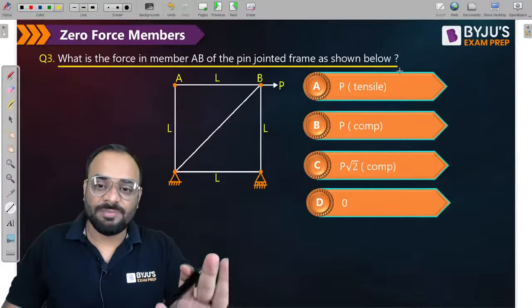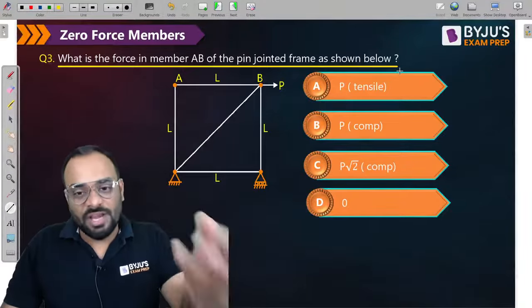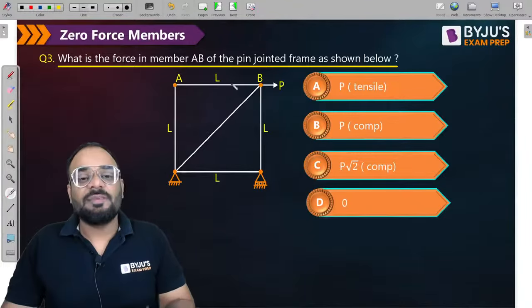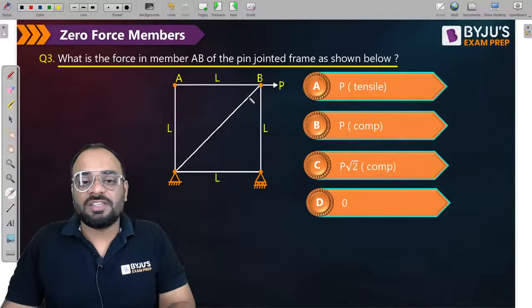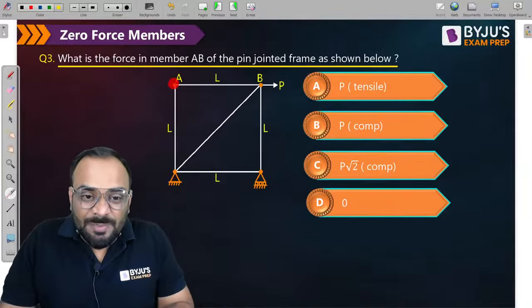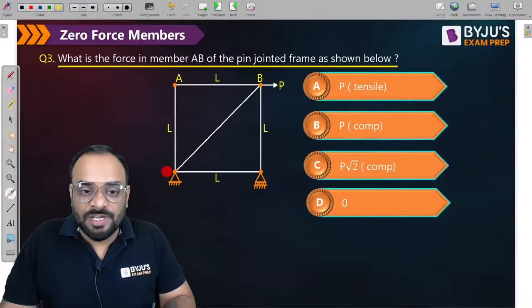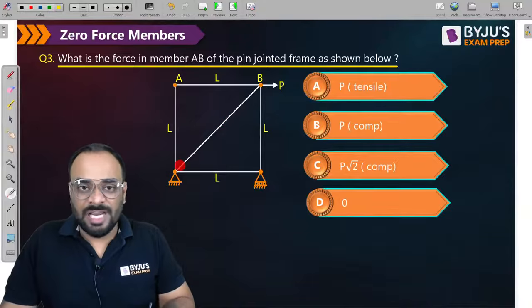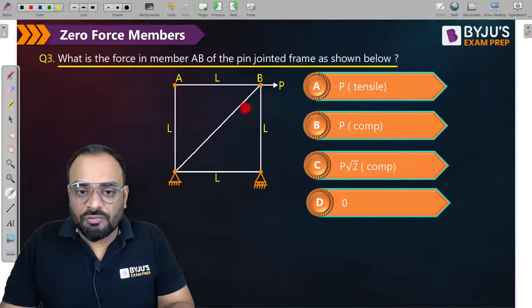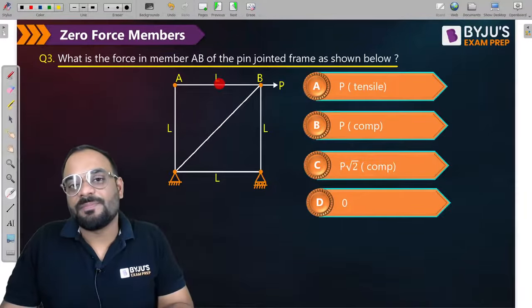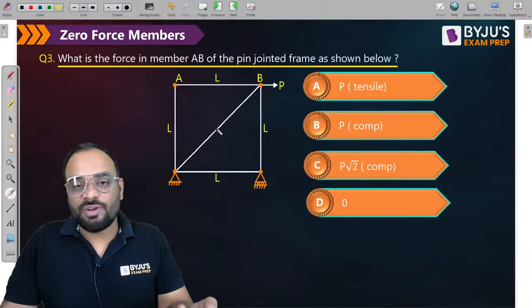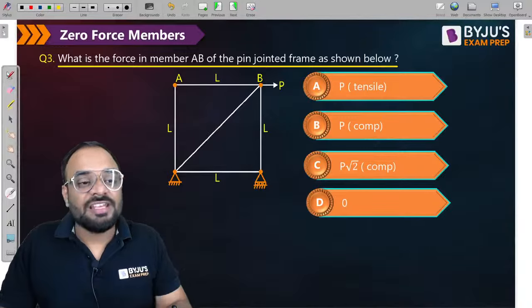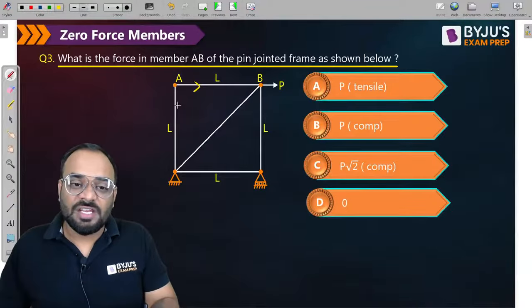If you are saying B compression, that is a wrong answer. Why is it wrong? Let me explain. If you consider joint B, then there are two members which can take the horizontal force. One is AB and the second is this particular member. You need to write down the component of this member in the horizontal direction. Then how can you find the force in member AB and in this member? It is not possible. So kindly consider joint A and directly you will get the answer.